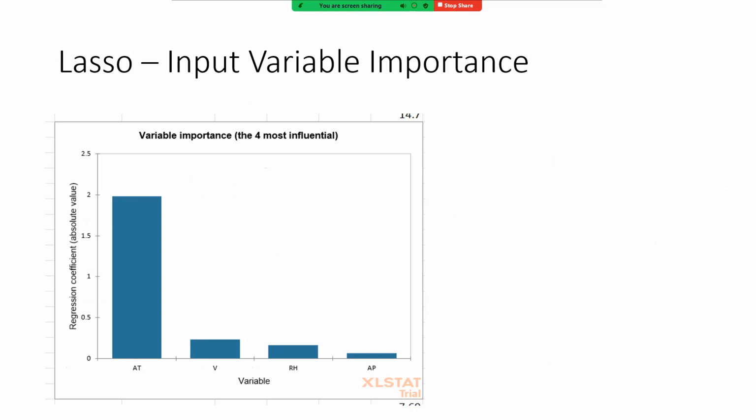As you can see, one of the nice features of this Excel that I ran was it will actually show you the variable that's most important or most influential. And as you can see, AT or temperature here is significantly more influential than the other input variables.